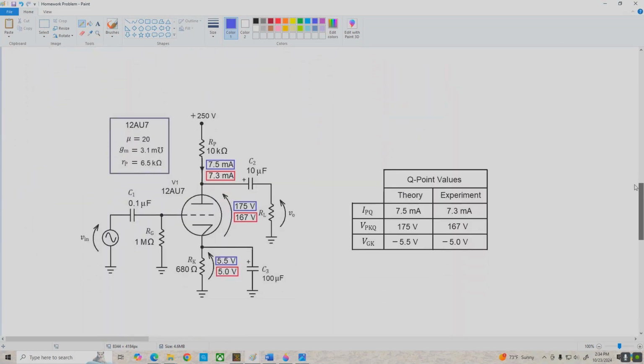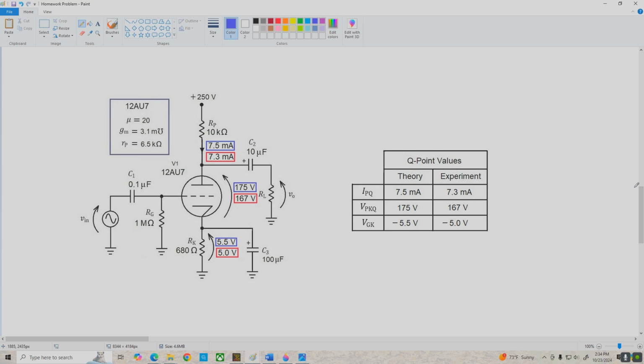Okay, here's our circuit, and I put the theoretical values over here in blue boxes. The experimental values are in red, and I also put them over here in a table. And as you can see, the experimental values match up pretty closely to the theoretical values, and I built the circuit using several different 12AU7s and equivalent tubes, and they all came up pretty much the same. So we have really good agreement here with our theoretical values as far as the Q point goes. Now let's see what happens with the AC signal analysis.